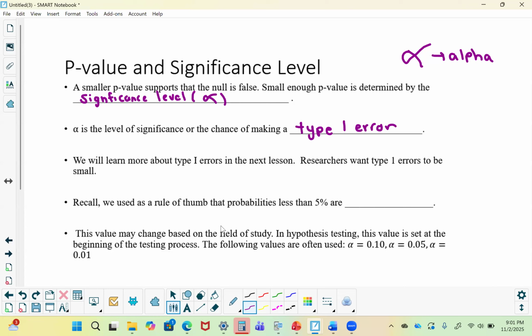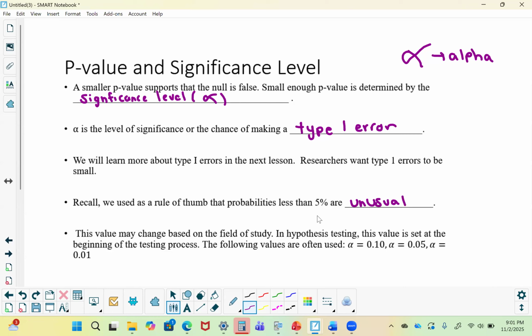We're going to learn more about type 1 errors in the next video. But the whole idea, once I explain what a type 1 error is, is that researchers want the type 1 error to be small. And so we set a significance level for the type 1 error to be small. Recall, we use a rule of thumb that probabilities less than 5% are unusual. So a typical significance level is 5%.